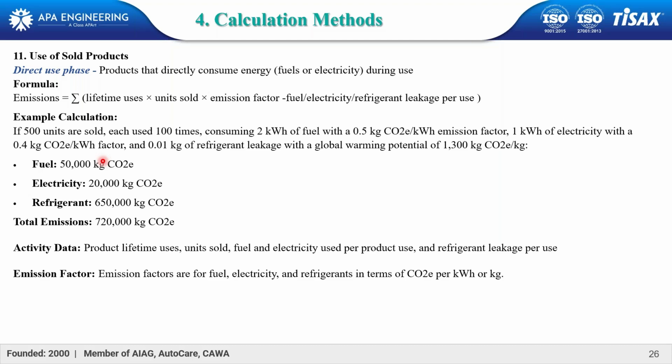using the formula of the lifetime uses and the number of units sold by the emission factors. As I said before, these three are not mandatory, but based upon the nature of the product, the direct use phase will be calculated in this method. Here the activity data required will be the product lifetime uses, the number of units sold, and the electricity or fuel spent per product, and refrigerant leakage if any. The emission factors required will be those of the respective fuels, electricity, or refrigerants.